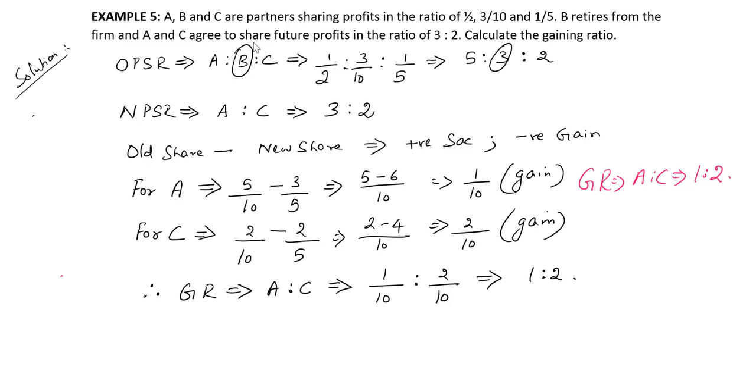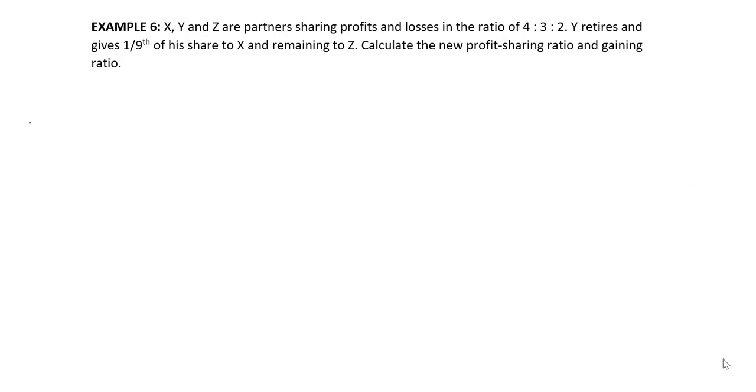Let's go to the sixth example sum. Example 6. X, Y and Z are partners sharing profits and losses in the ratio of 4:3:2. Y retires and gives 1/9 of his share to X and the remaining to Z. We are asked to calculate the new profit sharing ratio and the gaining ratio. Let's go ahead with the solution.